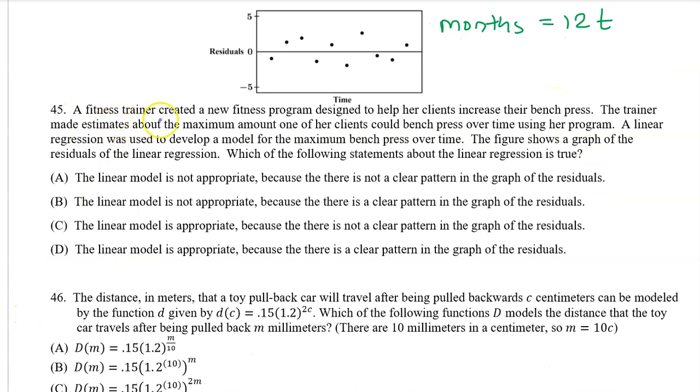45. A fitness trainer created a new fitness program designed to help her clients increase their bench press. The trainer made estimates about the maximum amount one of her clients could bench press over time using her program. A linear regression was used to develop a model for the maximum bench press over time. The figure shows a graph of the residuals of the linear regression. Which of the following statements about the linear regression is true?